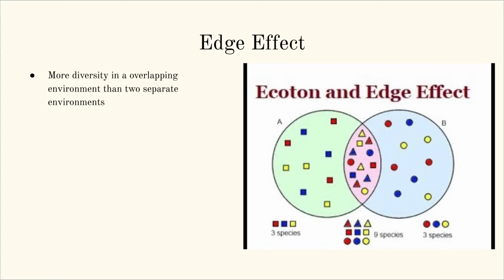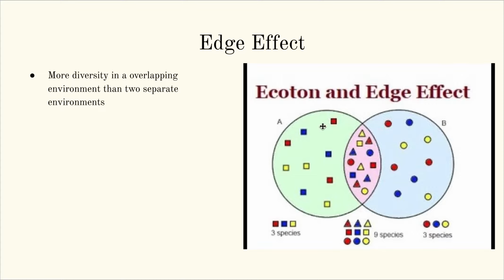Okay, so for further understanding, we have a few key terms. The first term I'd like you to understand is called edge effect. What is edge effect? Edge effect is when there's more diversity in an overlapping environment than in two separate environments. So if you remember in the previous lesson, we talked about environment diversity. So we saw images such as water and grassland, where the grassland would meet areas like forest.